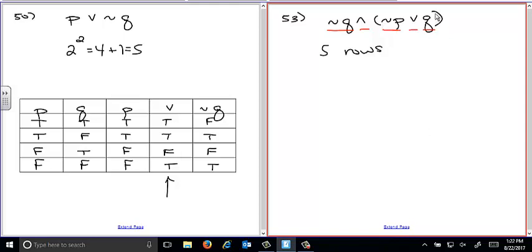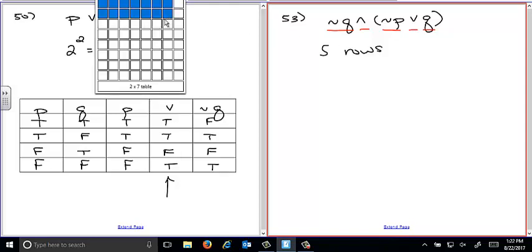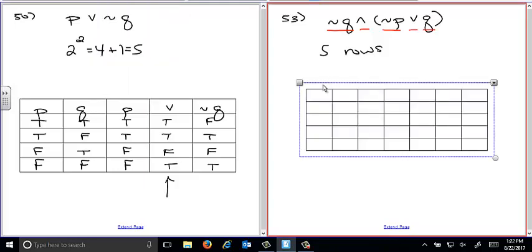The parentheses are just telling us to do this operation first, and then use the results from that with this operator. So we're going to have 2 columns for P and Q, plus 1, 2, 3, 4, 5. So that's 2 plus 5 is 7. So we need a 5 rows by 7 columns.